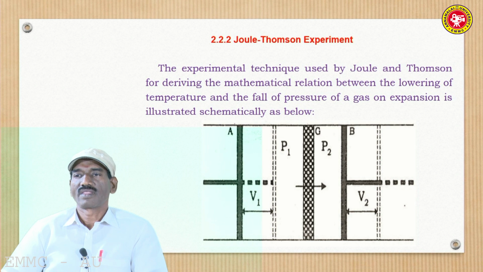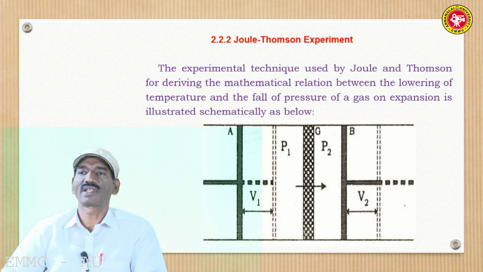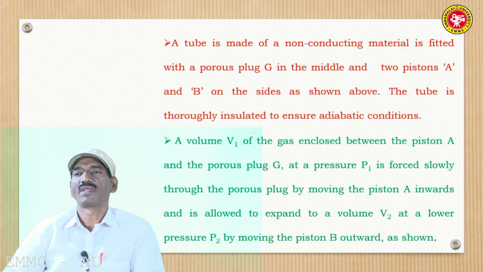Joule-Thomson experiment. The experimental technique used by Joule and Thomson for deriving a mathematical relation between the lowering of temperature and fall of pressure of a gas on expansion is illustrated schematically as below. Now we have the diagram. These two systems are separated by a porous block. A tube made of a non-conducting material is fitted with a porous plug G in the middle and two pistons A and B on the sides as shown above. The tube is thoroughly insulated to ensure adiabatic conditions.